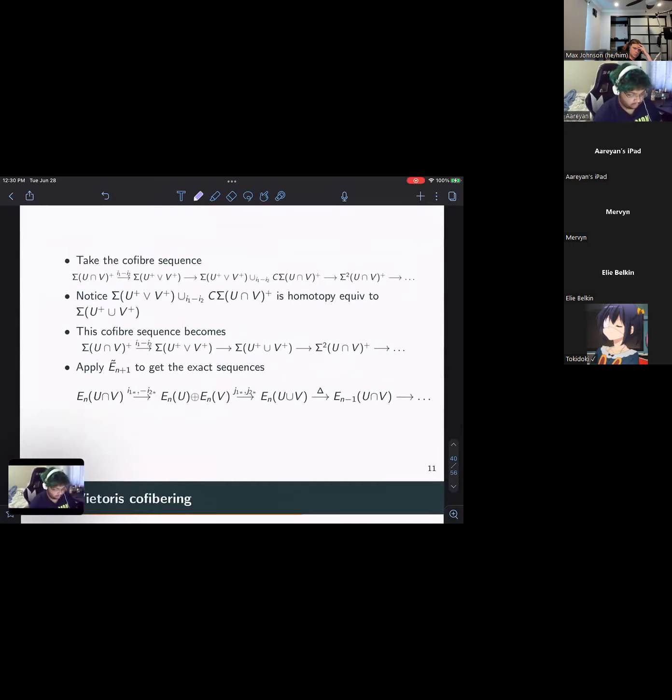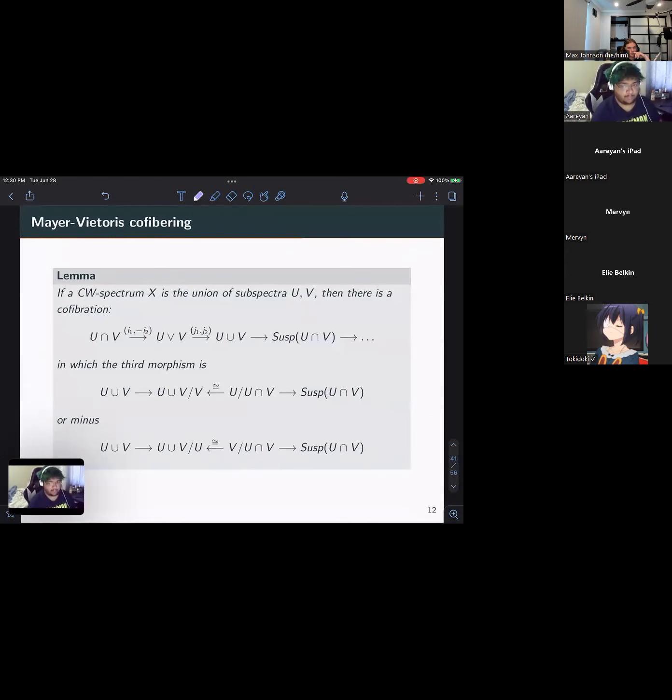And it turns out that you don't actually need the input to be a CW complex, or the suspension spectrum of a CW complex. This actually holds for every spectrum. And we make this thing called the Mayer-Vietoris co-fibering, where if you have a CW spectrum which is the union of subspectra like this, then you can form exactly the same co-fiber sequence that I put up above.